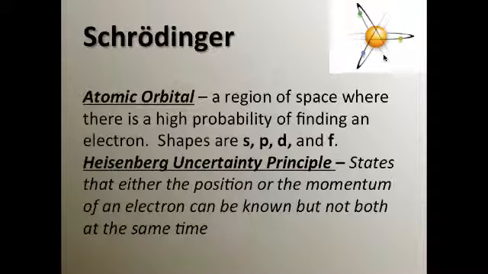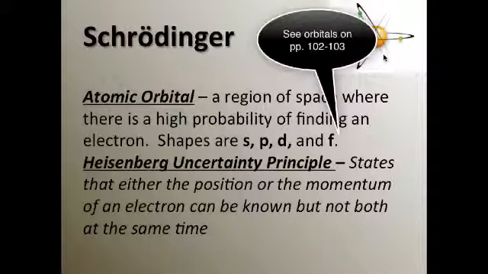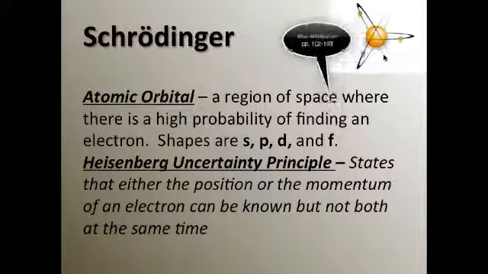The places that these electrons would probably live are called orbitals. Instead of orbit levels or energy levels, now we're talking about atomic orbitals, the regions of space where there's a high probability of finding an electron. And there are some shapes that we're going to talk about too. S, P, D, and F shaped orbitals.